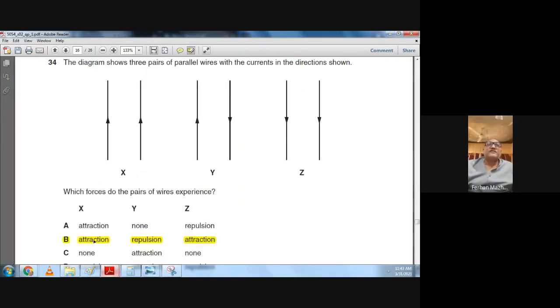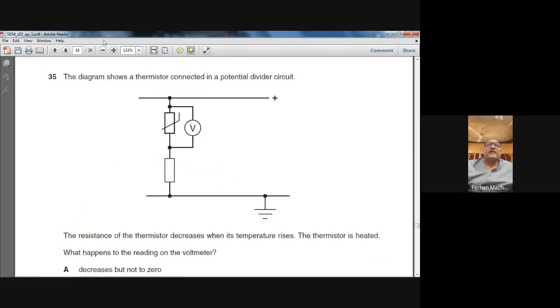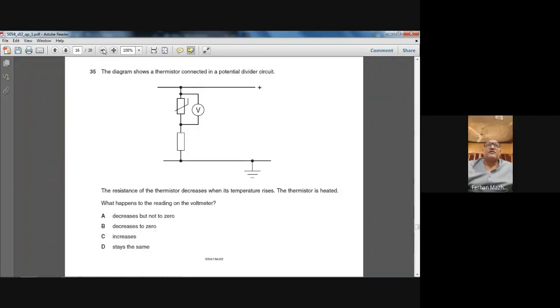Now the next question. Question number 35. The diagram shows a thermistor connected in a potential divider circuit. The resistance of the thermistor decreases when its temperature rises. The thermistor is heated. What happens to the reading on the voltmeter? You see, the voltmeter is connected across the thermistor.